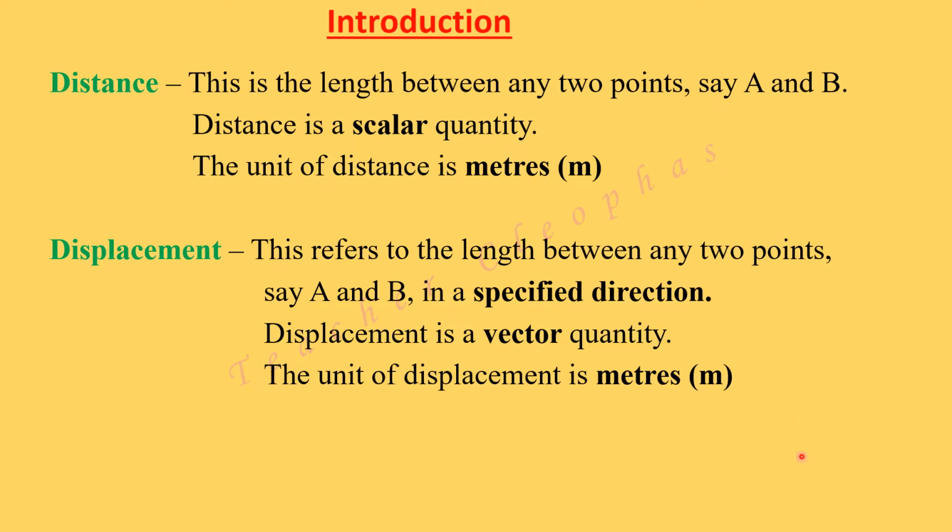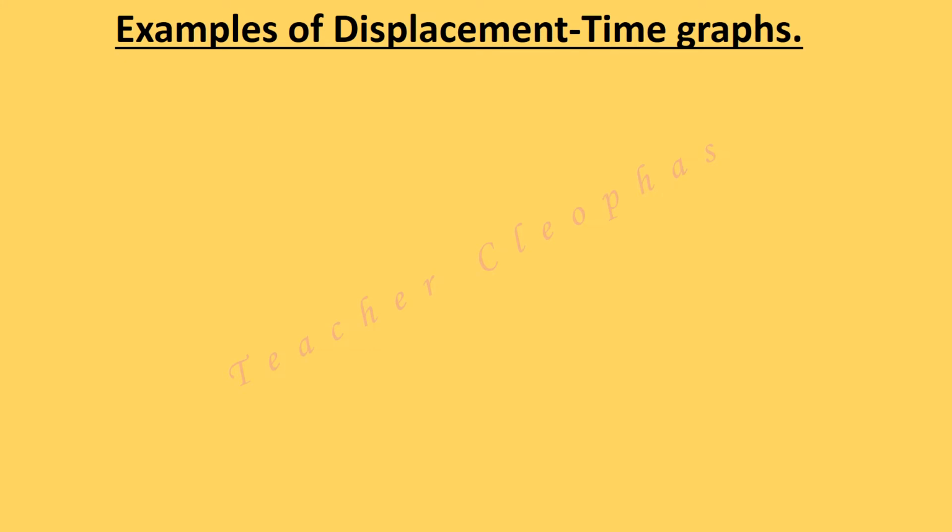Sometimes distance and displacement can be used interchangeably, or one can be used in place of the other. So displacement time graphs can also be referred to as distance time graphs or position time graphs. Examples of displacement time graphs.